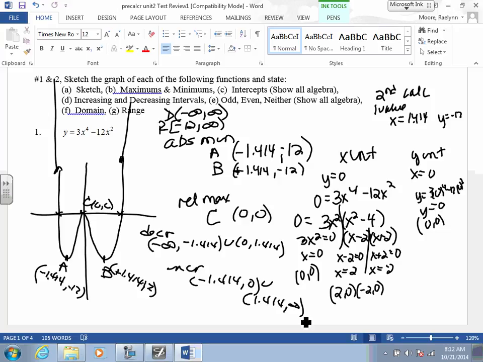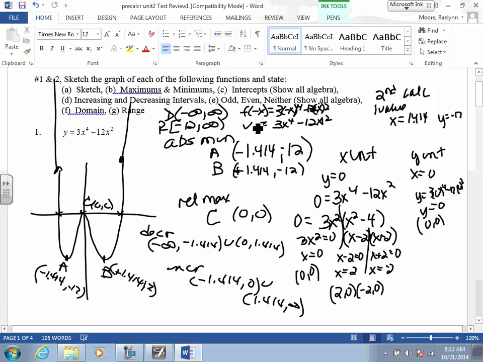Okay? And odd and even, we're going to substitute in a negative x in here. What do you think it should be? Even. Because where's your symmetry? Y-axis. And when you raise to an even power, it comes out the same. So therefore, since it's the same, this is an even function. Okay? You got to do all the parts to it, but it's not bad.